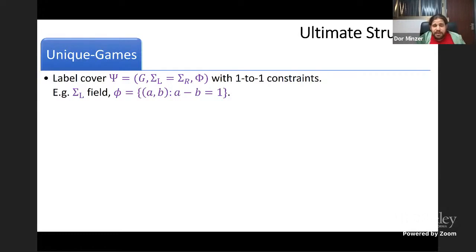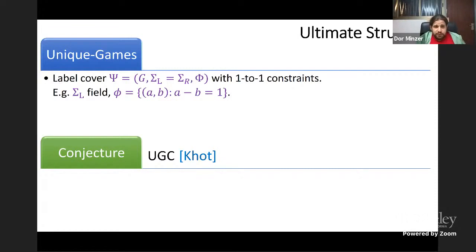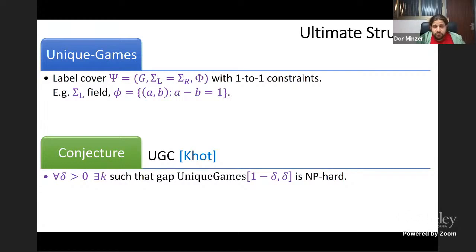So for example, maybe the alphabet is a field, and the constraints are linear equations in two variables. This is what unigames are, and a conjecture by Subhash Khot is that label cover remains hard on unigames. More precisely, for all delta greater than 0, for large enough alphabet, it's NP-hard to tell whether a given unigame is almost satisfiable or at most delta satisfiable. So this is the conjecture, and of course, because it is a conjecture, there are pros and cons. The pro is that if you're willing to assume that, you get many implications. But of course, the con is this is a conjecture, so whatever we base on it may collapse if the conjecture fails.